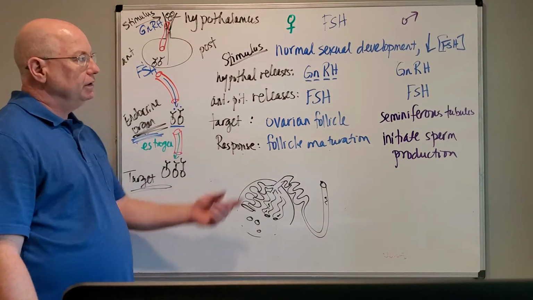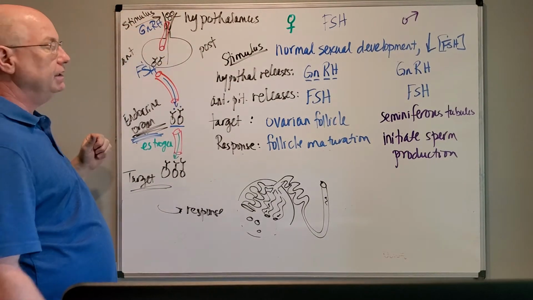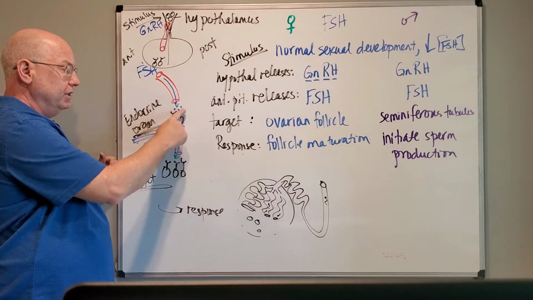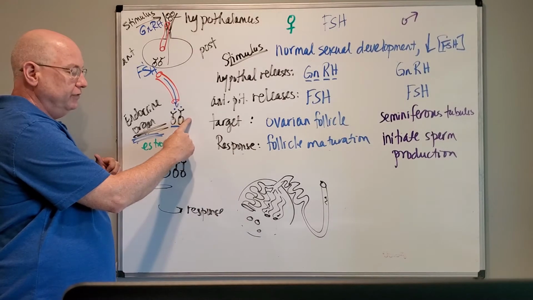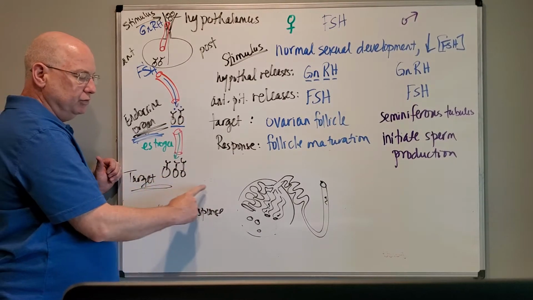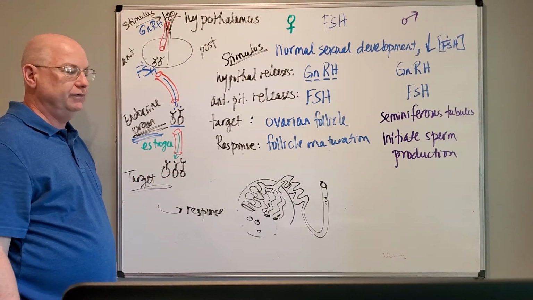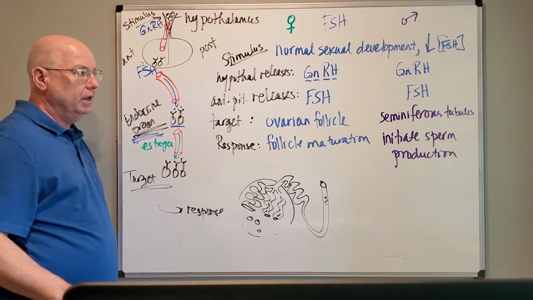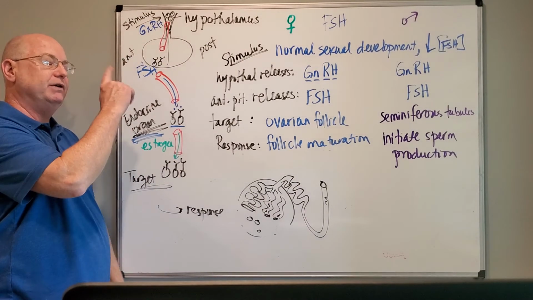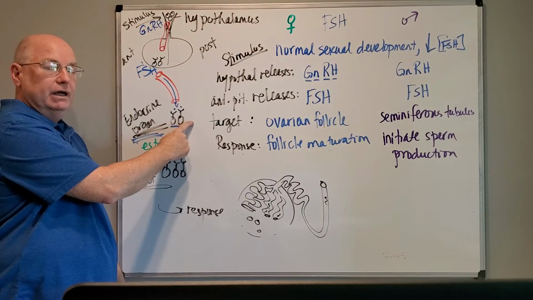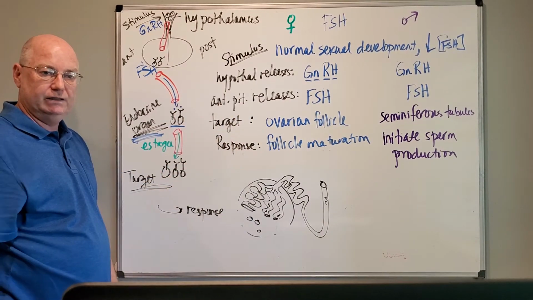So in females, gonadotropic releasing hormone will be released at the hypothalamus, target the anterior pituitary, cause FSH release. FSH targets the ovarian follicle and causes follicle maturation. That maturing follicle releases estrogen, and estrogen will target the uterus and cause it to engorge with blood to prepare for pregnancy, implantation of the fertilized egg if it's fertilized. In males, gonadotropic releasing hormone from the hypothalamus causes FSH release at the anterior pituitary. That targets the seminiferous tubules of the testes and initiates sperm production, and it ends there.